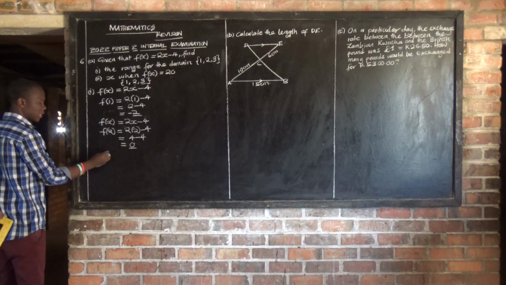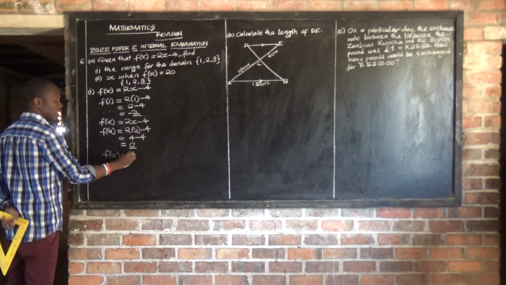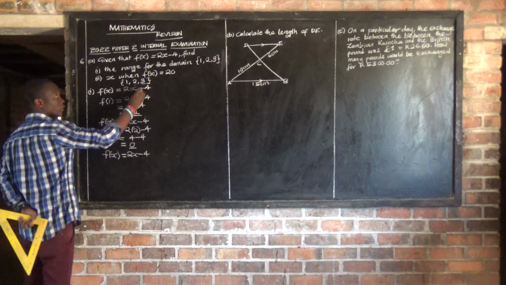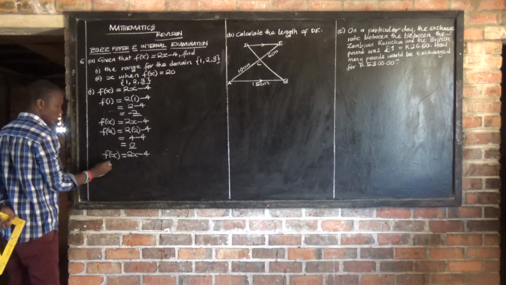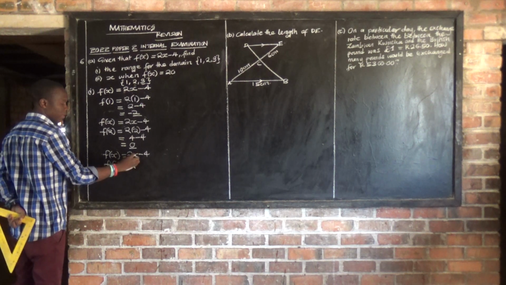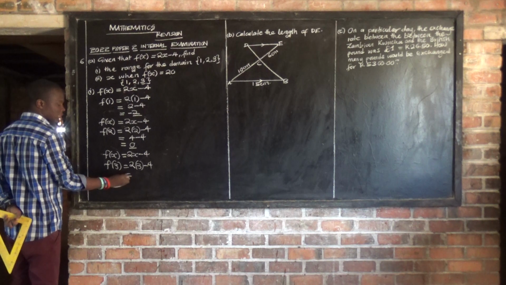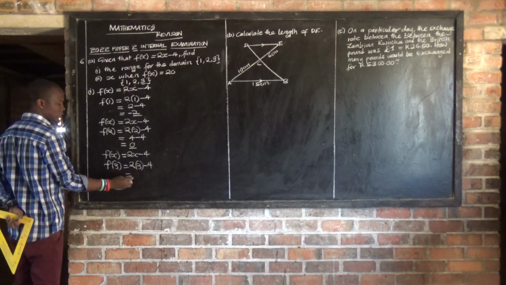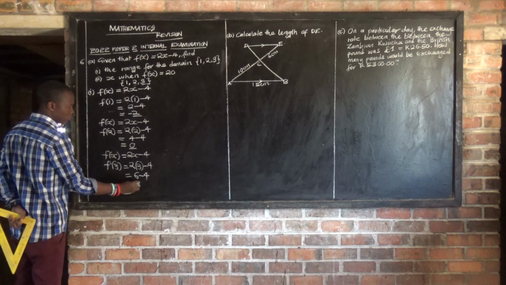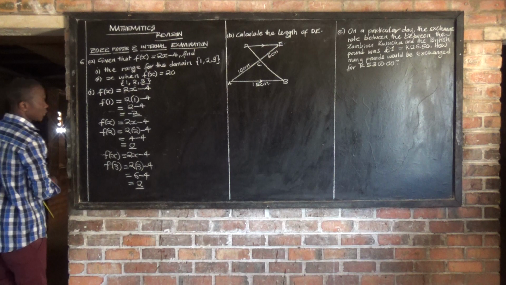Then the last one, we're going to get 3. So we have this function f of x is equal to 2x minus 4. Is it okay? Yes. Now this time around, where there is x you put 3. So f of 3 is equal to 2 times 3 gets 6, minus 4. Your answer is positive 2. Okay? Are we together?